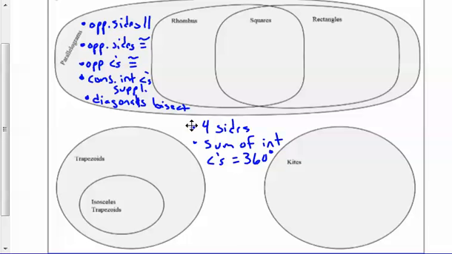What makes a rhombus special is that all sides are congruent. Its diagonals are perpendicular. The diagonals bisect the angles. So a rhombus, all the sides are equal, its diagonals are perpendicular, and the diagonals will bisect the angles.